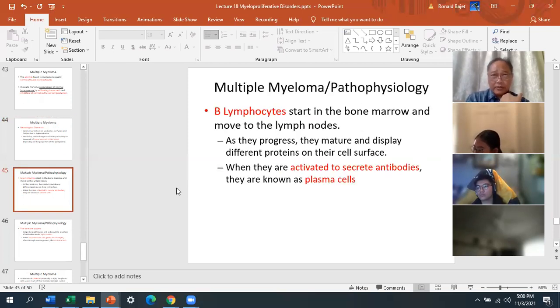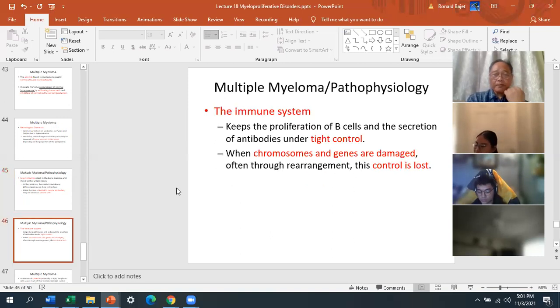B lymphocytes, of course, it's related because you got elevated antibody production, elevated light chains, elevated plasma cells. So elevated plasma cells, B lymphocytes, okay, start in the bone marrow and move to the lymph nodes. So you're having overproduction of your B lymphocytes. As they progress, they mature and display different proteins on the cell surface. And when they are activated to secrete antibodies, they're known as plasma cells. And that's by definition, that's what B lymphocytes are.